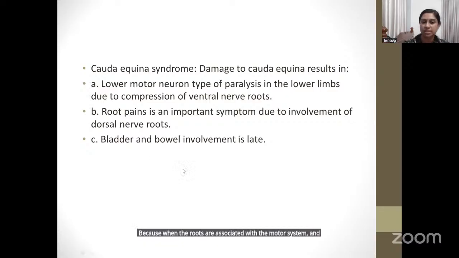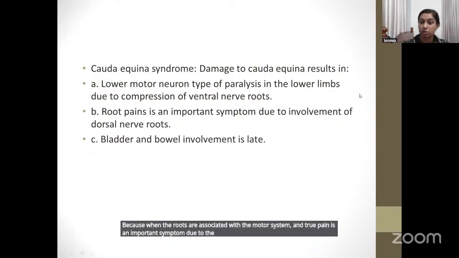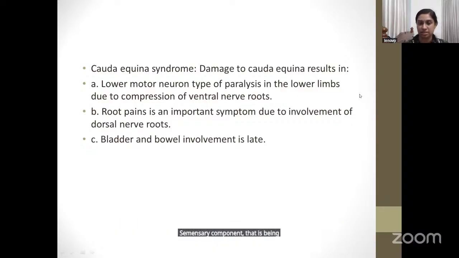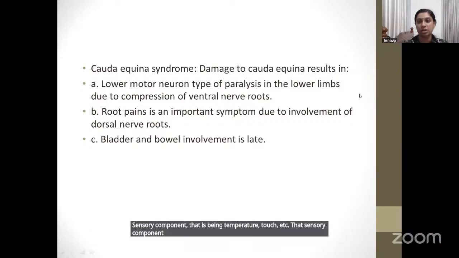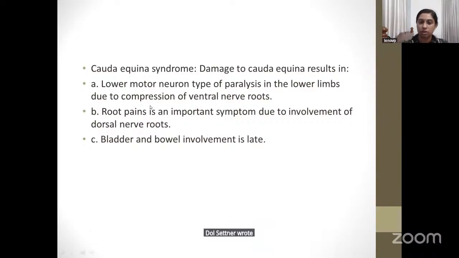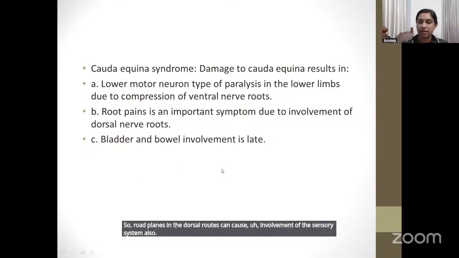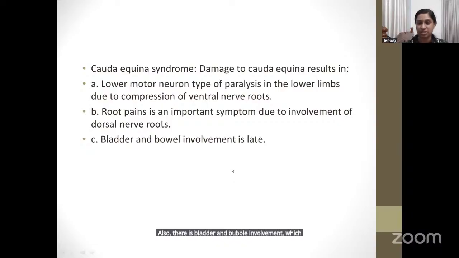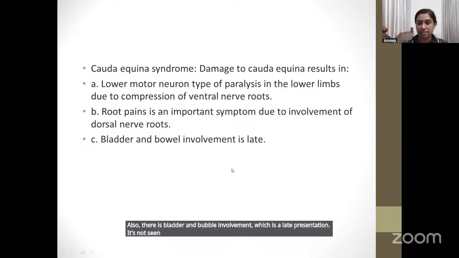And root pain is an important symptom due to the involvement of dorsal nerve roots, which are mainly associated with the sensory component. That is the pain, temperature, touch, etc. That sensory component is carried by the dorsal nerve root. So root pains in the dorsal nerve roots can cause involvement of the sensory system also. Also, there is bladder and bowel involvement, which is a late presentation. It's not seen in the early stage, but in late cases, we can see the involvement of the bladder and the bowel in the cauda equina syndrome. Okay.